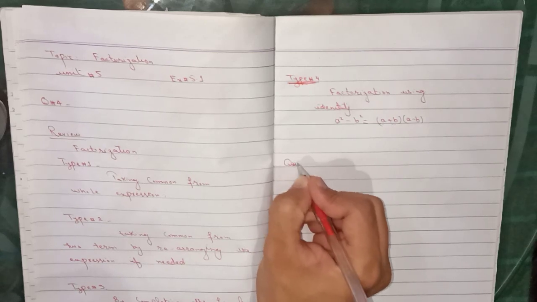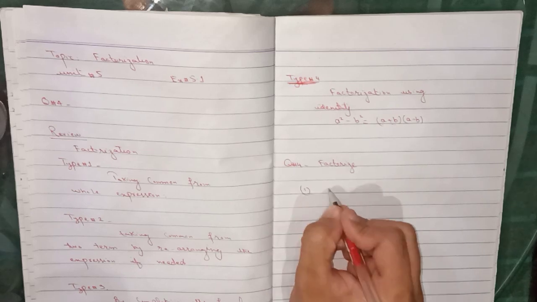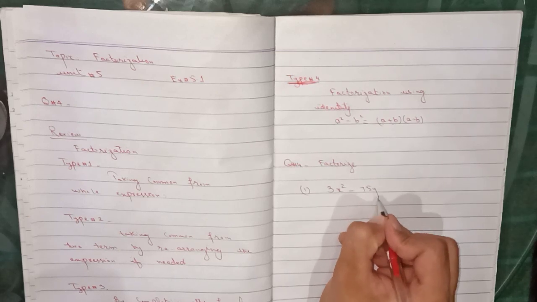Question number 4 and its first part, of course, factorize. We have to factorize exercise 5.1, and the part is 3x square minus 75y square. You can see in your book question number 4, and its third part: 3x square minus 75y square.